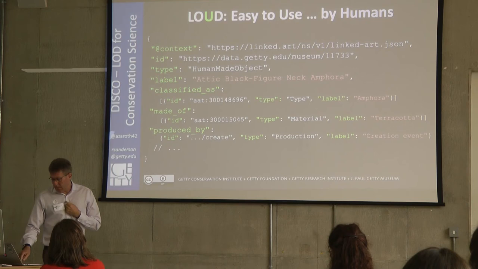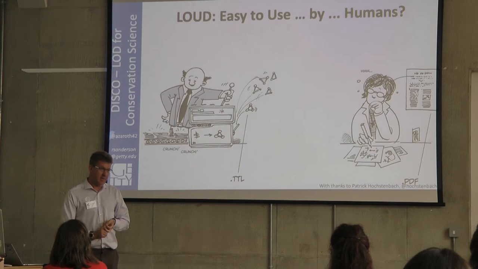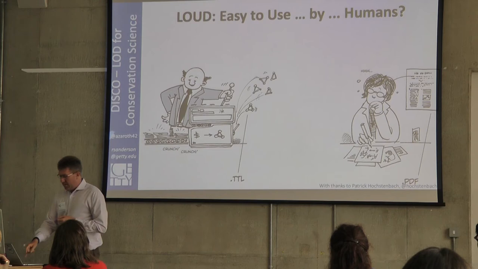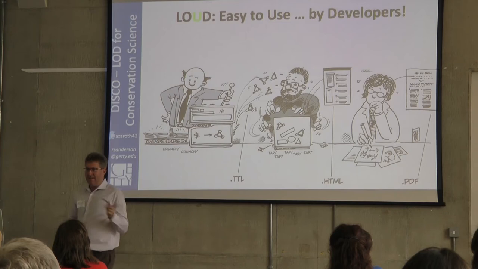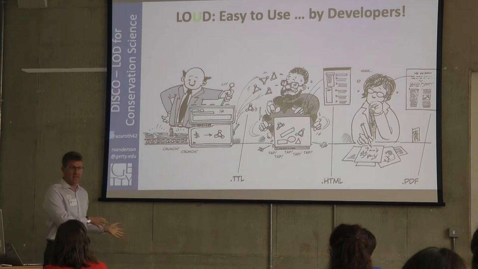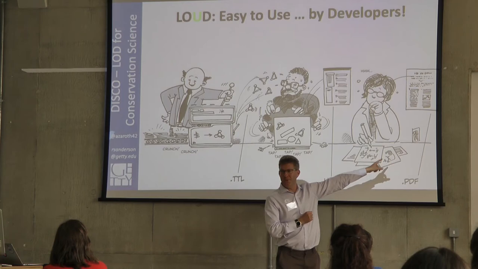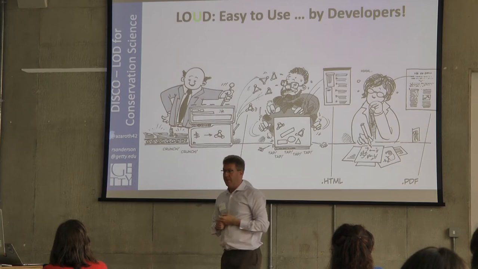Well, which humans are we talking about? People will find different things easy and not. Do I mean this researcher? No, what I really mean is that there is this guy in the middle. It should be easy to use by developers who are writing code to do something with the data, because the researcher should almost never have to look at the raw data.